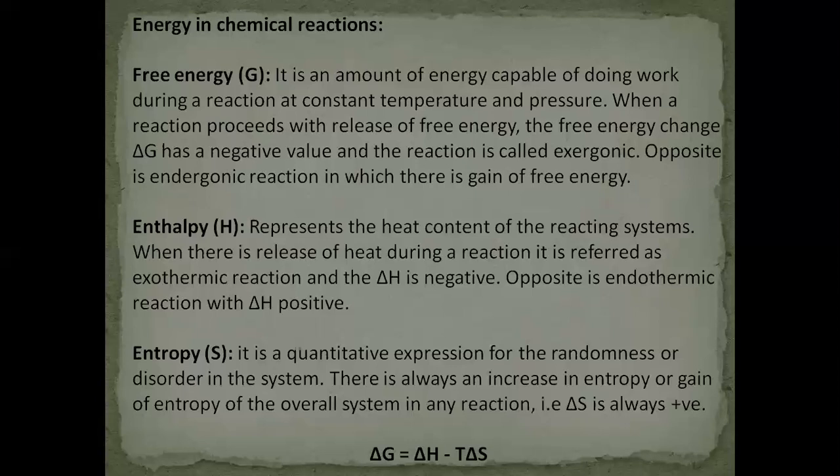When the system is releasing energy, the value of delta G will be negative, and this reaction is called exergonic. If the value of delta G is positive, it means the system is utilizing energy, and it is called an endergonic reaction. Same is the case with enthalpy. If the system is overall releasing heat, the value of delta H will be negative, and it is called an exothermic reaction. If heat is used by the reaction, it is called an endothermic reaction, and the value of delta H will be positive.